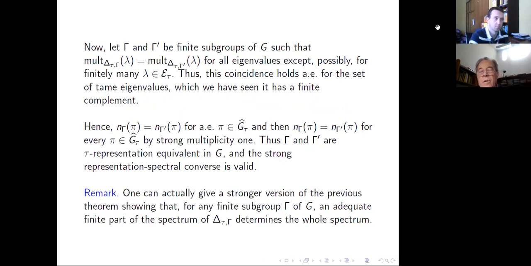Actually, one can prove a stronger version, which involves only one gamma, so that the spectrum of the Casimir operator, the tau spectrum, determines the whole spectrum.